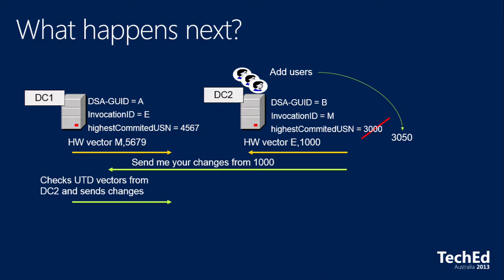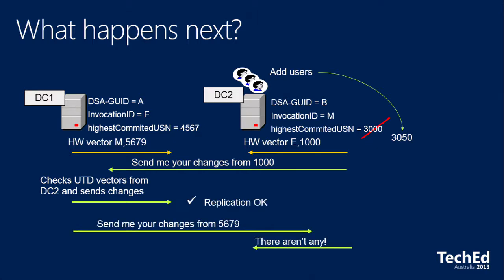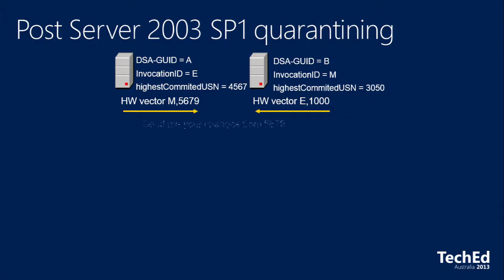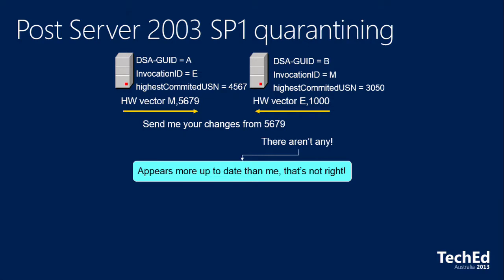And then DC1 goes, while we're talking, I've got 5679 as my high watermark vector with you. Can you give me all of the changes that have occurred on you since then? And it goes, yeah, I don't have any of those. In fact, we have a problem because not only don't I have any, that number's higher than the number that I've got for myself. We have an issue.